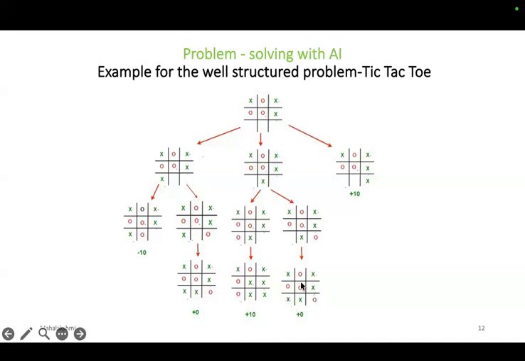Here as well, if you see this particular state, no one is winning, because diagonally, vertically, or horizontally, no same player has positioned its marks. So neither of them is winning here, and the result of the game would be zero. This is the tic-tac-toe problem. It is an example of a well-structured problem because it yields definite results: winning of X, winning of O, or a draw.